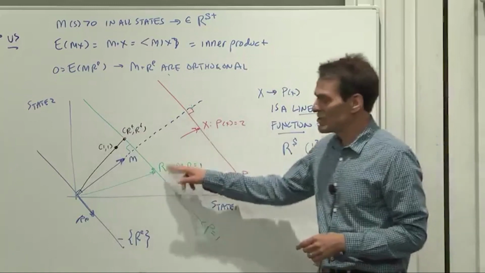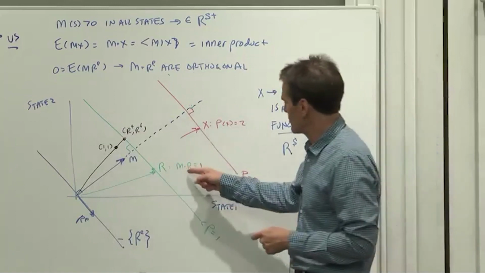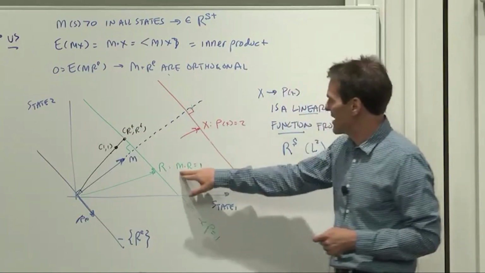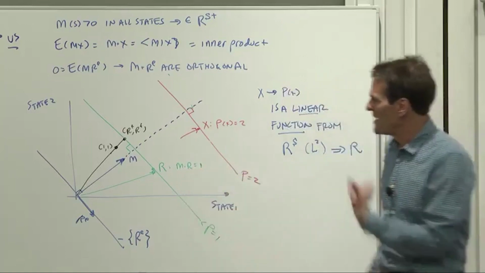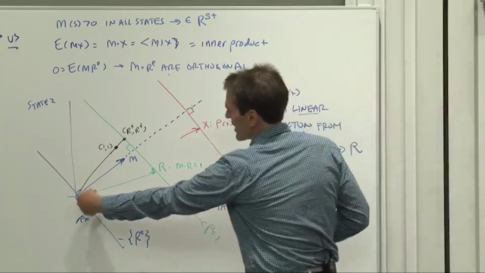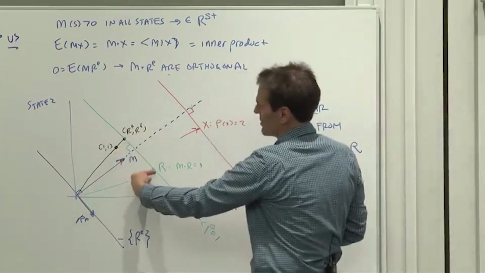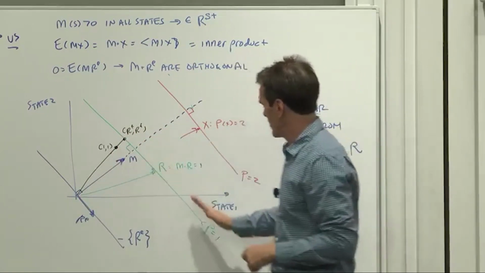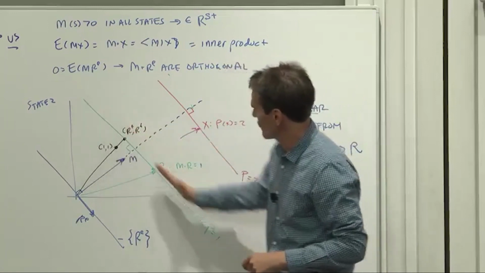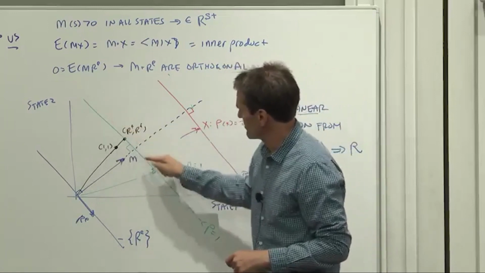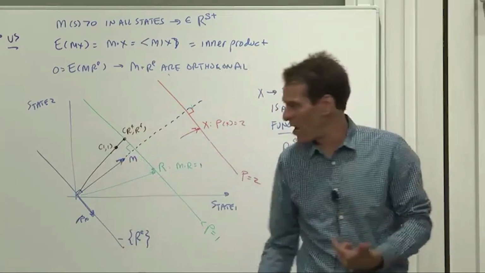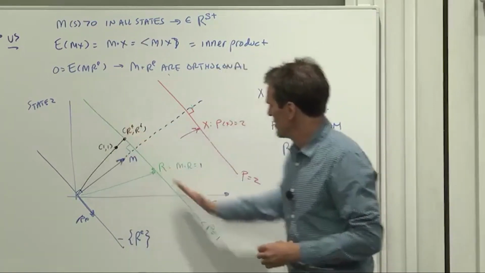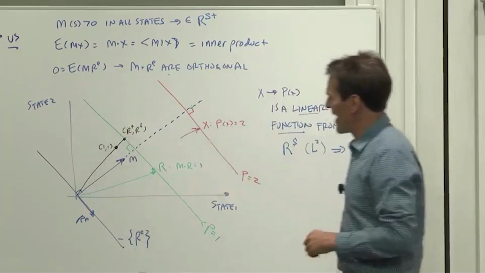Well, asset returns are securities whose E of MR is 1, or the inner product of M with R is 1. How do you do an inner product? You take this vector and that vector, you project this vector onto that vector, and multiply the two together. So this set in green is the set of all vectors whose inner product with M is 1. So all returns are vectors that lie on that plane.